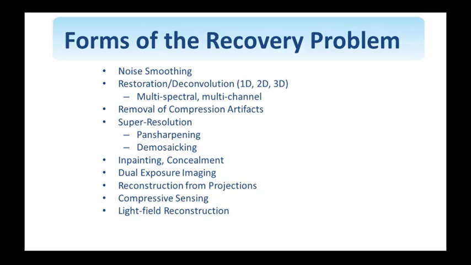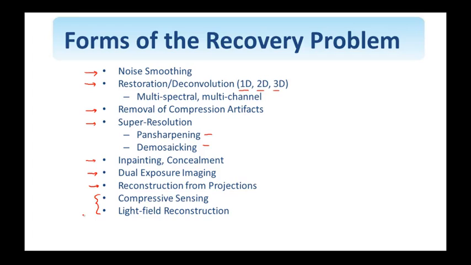We show here a list of the recovery problems we described through the examples we just showed. So there's the ever-present noise smoothing problem, restoration or deconvolution in 1 or 2 or 3 dimensions, removal of compression artifacts, super resolution in its various incarnations such as pan-sharpening or demosaicing, the 2 related problems of in-painting and concealment, dual exposure imaging, reconstruction from projections, and these 2 topics that we did not show any examples of.